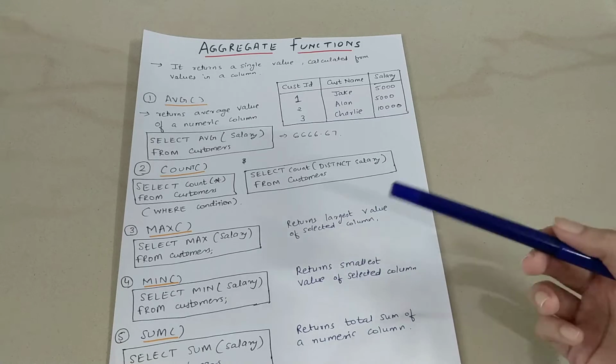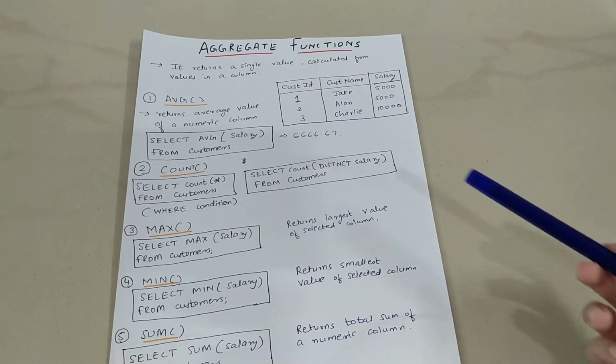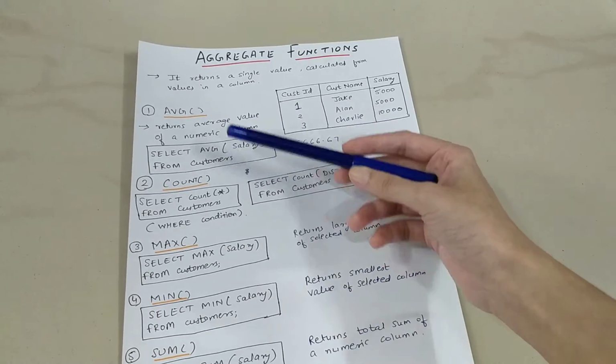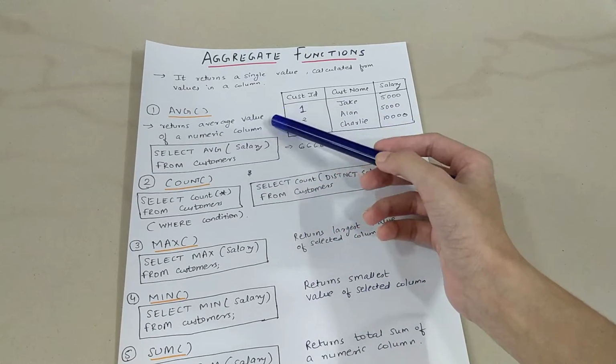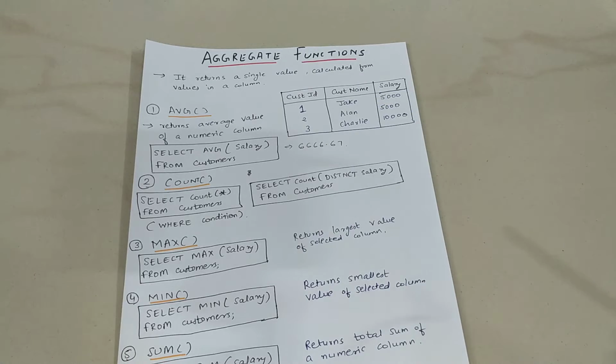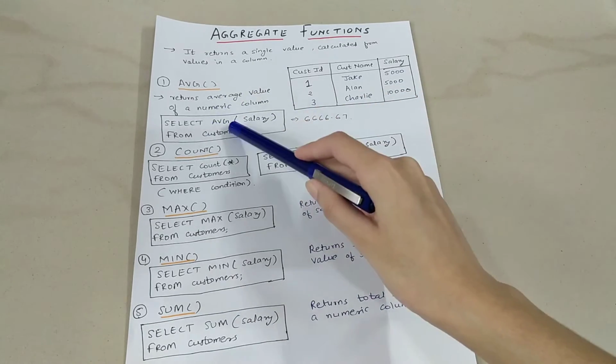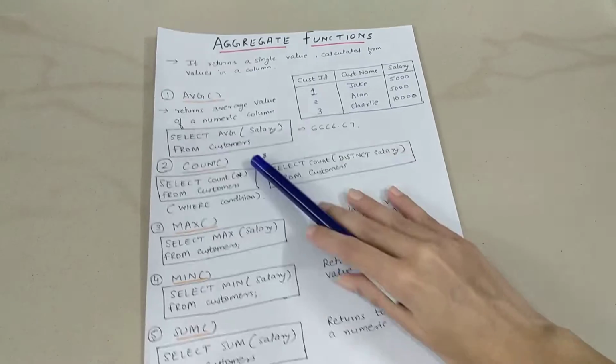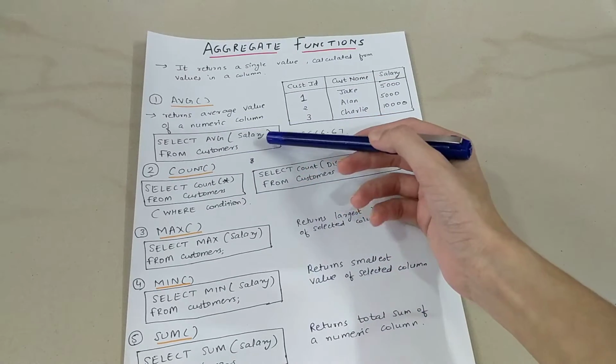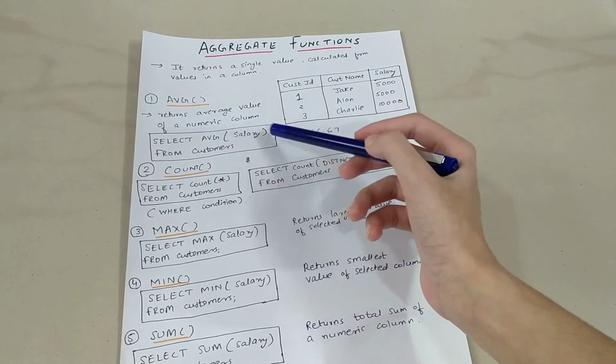So let's see one by one all of them. The first one is AVG, basically average. It will return the average value of a numeric column. So: select average salary from customers. In the bracket we have to give the name of the particular column. So select average salary from customers.